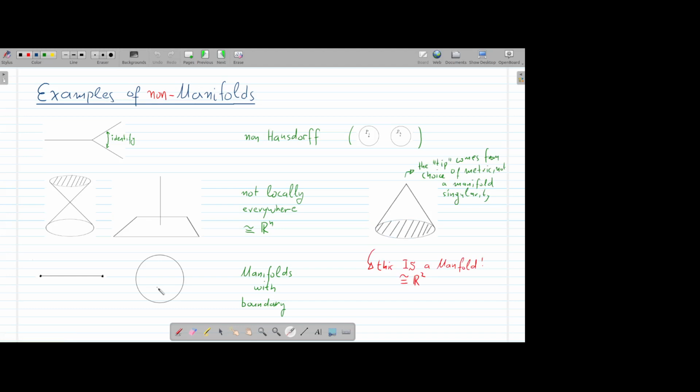Another example here that may be counterintuitive is the single cone. Although the two cones here do not form a manifold, this cone here actually is a manifold, and it is a manifold which is equivalent to the plane. The fact that we see something singular here on the tip is not coming from the differential structure of R2, but it comes from the choice that we made of how we measure distance on the plane. So this choice has a singularity here on the tip. It gives, as we will see later, infinite curvature. But otherwise, this manifold is very well defined.